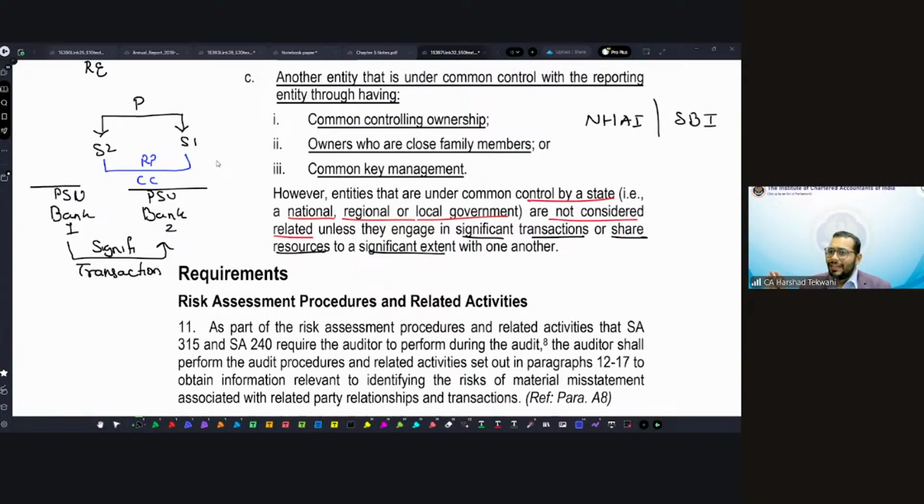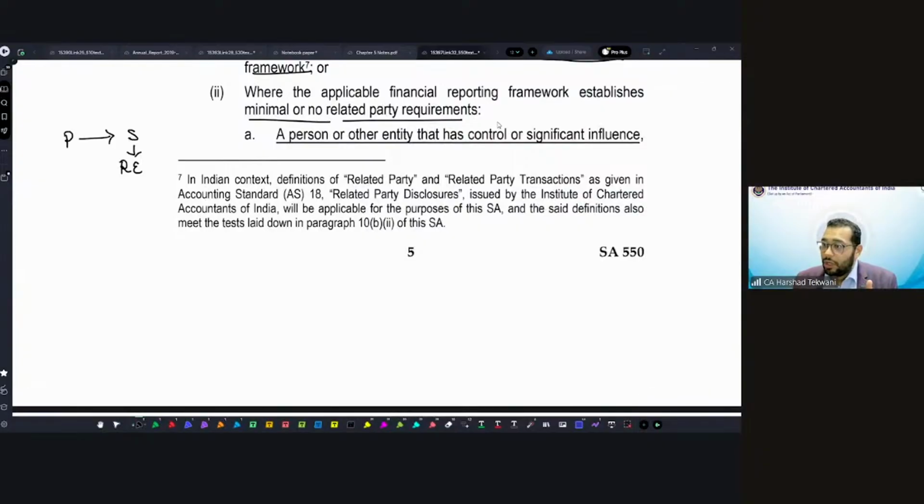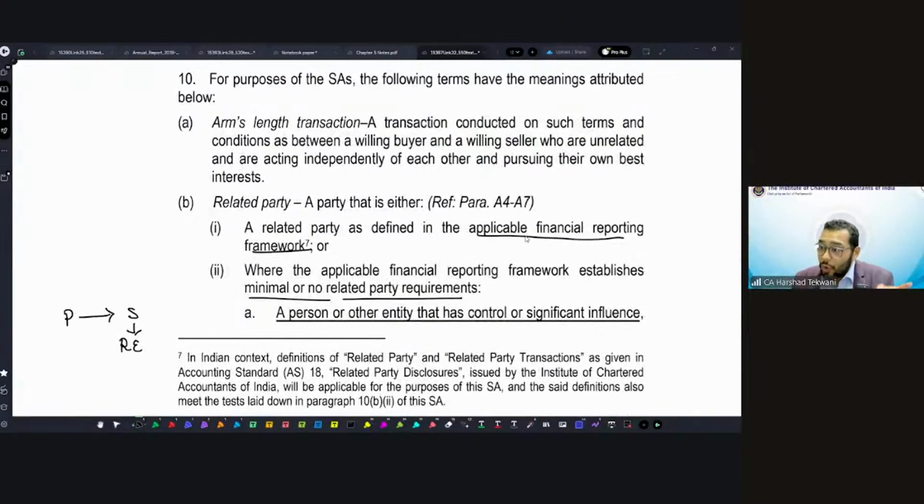Just by being public sector undertakings, if they don't have any transaction, should I include them in the related party list? No. Now, SBI granted a loan to NHAI. It's just a hypothetical example. Don't go to the news and quote it. Say it gave a loan of rupees 5,000 crores. If it is significant, it will become a related party transaction, and that too if it is not specified in the framework. If the framework excludes these types of transactions, you need to comply with that.